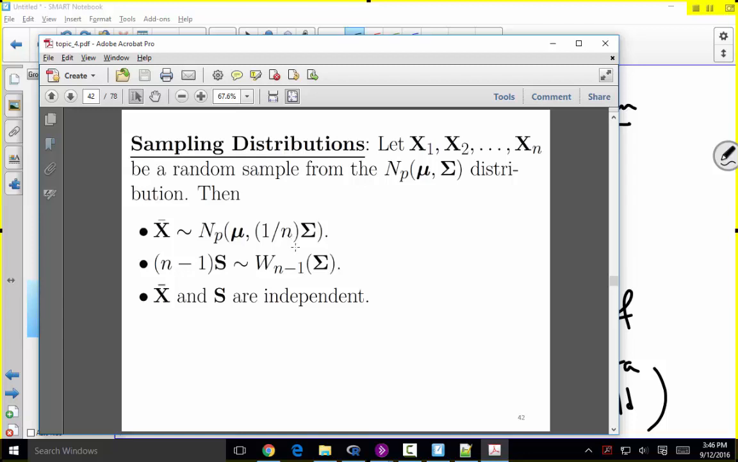We also know the sampling distribution of S. It's a new distribution that I'm not going to emphasize for us. It's called the Wishart Distribution. It's kind of interesting because it is a probability distribution that applies to matrices. And we have that the two estimates are independent of each other, statistically independent.